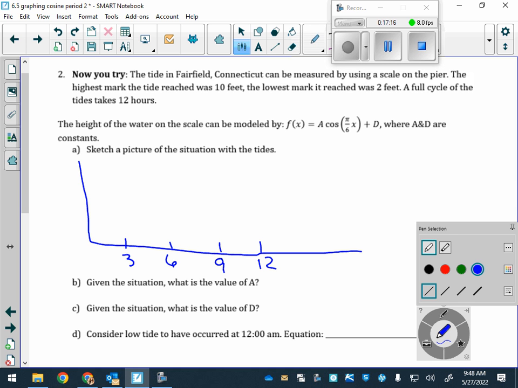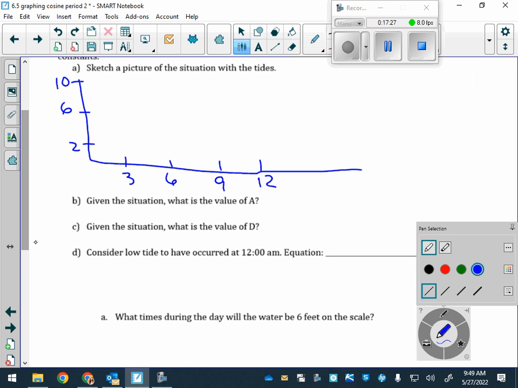Okay. So we have the lowest mark of 2, highest mark of 10. What is our midline? 6. Okay. So our D value is 6. What is our A?